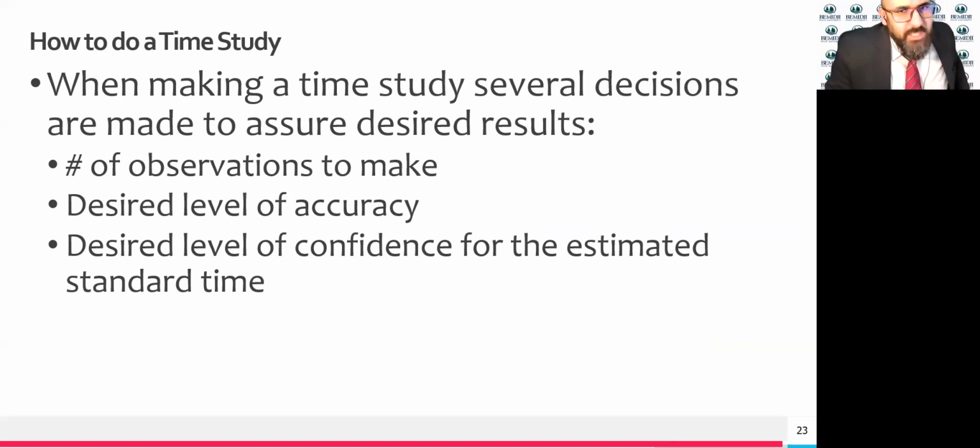When making a time study, several decisions are made. First of all, the number of observations, and we did talk about the equation. We need to apply it. Now, in just a second, we'll take an example. Desired level of accuracy, how accurate you need to be in your time study. Desired level of confidence, how confident you are in your time.